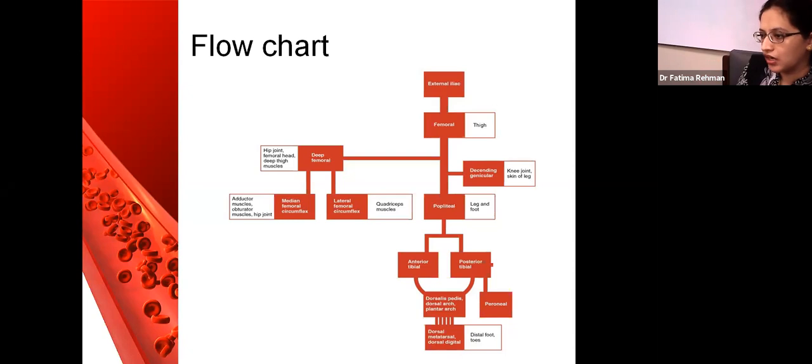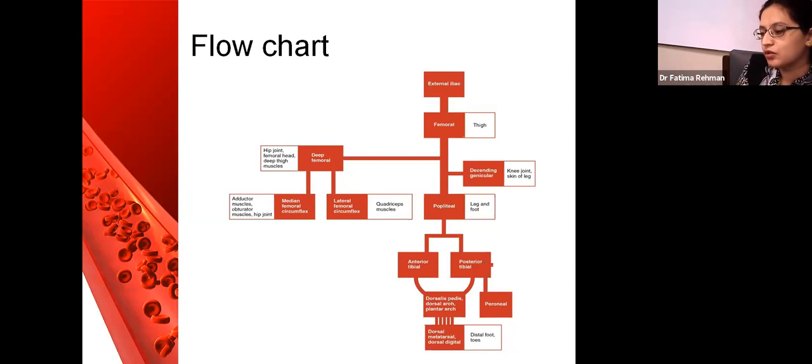The femoral artery, going through the flow chart, it gives off some of the branches. One very important branch is the deep femoral artery, which is also called the profunda femoris artery. The word profunda means deep, and when it goes into the posterior compartment, it's called the deep femoral artery or the profunda femoris artery. So it is the supply of arterial blood to the posterior compartment of the thigh.